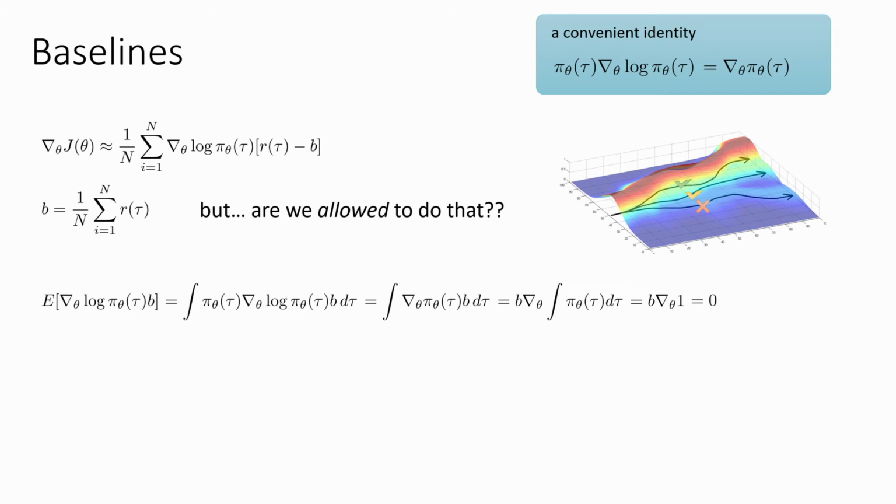So subtracting any b you want will not change the expectation of the policy gradient. It will, however, change the variance. The expectation is the first moment, and the first moment is unaffected. The second moment actually is affected.